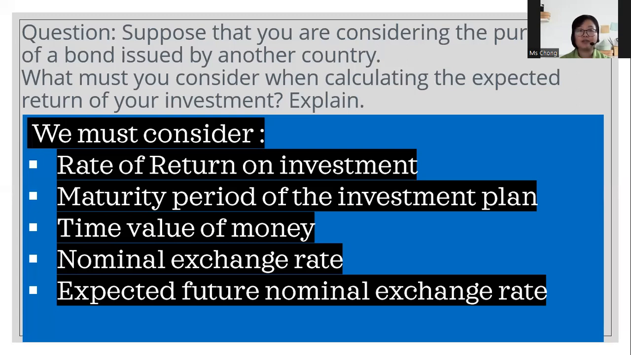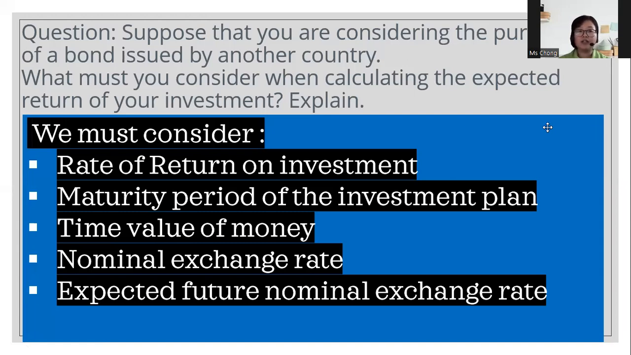My question is about, suppose that you are considering the purchase of a bond issued by another country. What must you consider when calculating the expected return of your investment? From my point of view, we must consider the following factors.